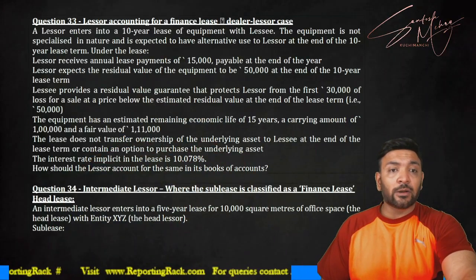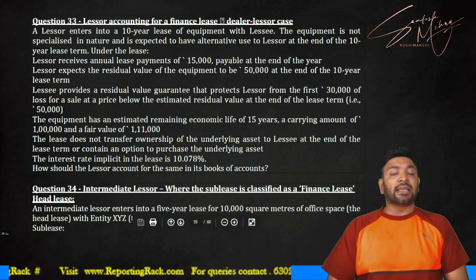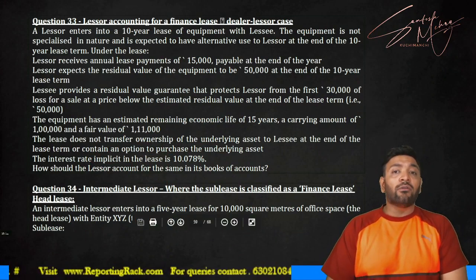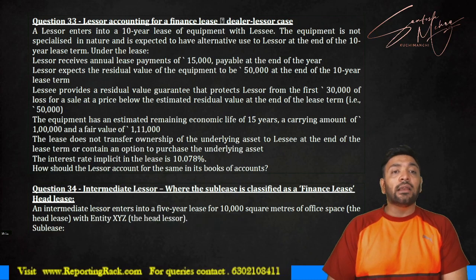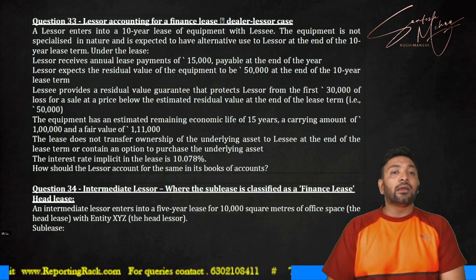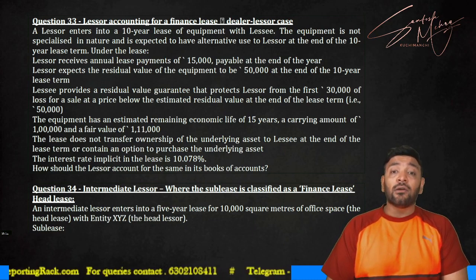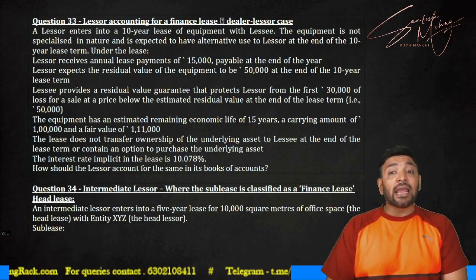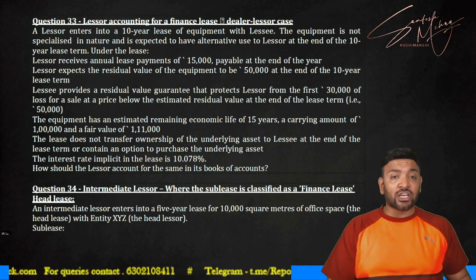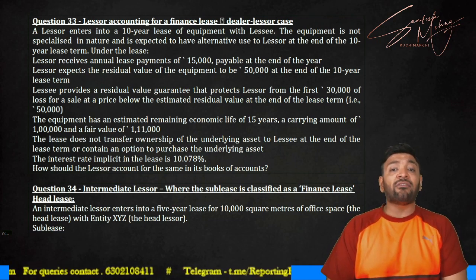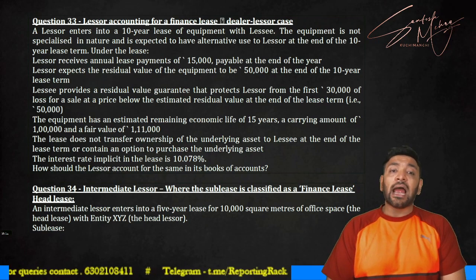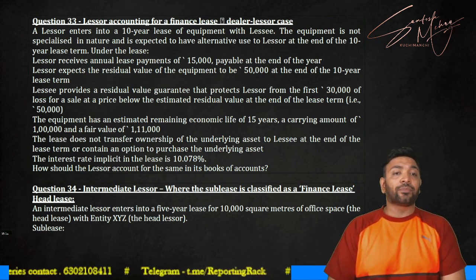Let's look at the workbook. Let's continue with question number 33. We have done till 32 when we discussed lessee's accounting. Let's look at lessor accounting. Lessor enters into a 10-year lease of equipment with the lessee. The equipment is not specialized in nature and is expected to have an alternative use to the lessor at the end of the 10-year lease term.